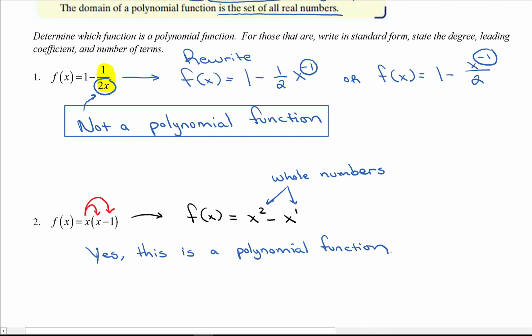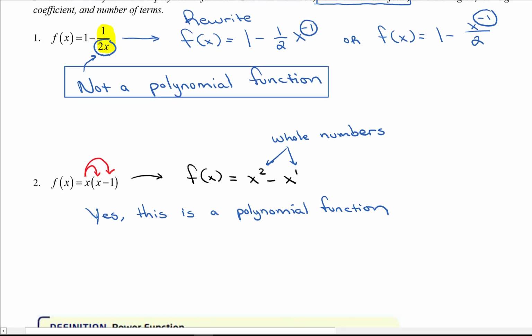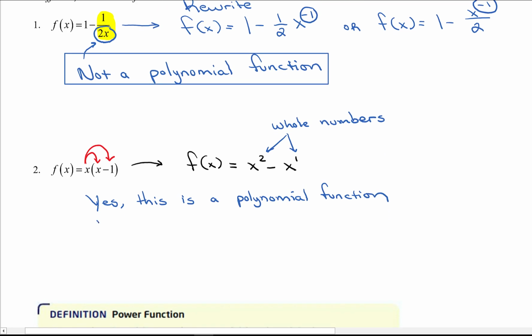Now, we're not done. It says we have to write it in standard form. Well, when I distributed the x, I actually did end up writing it in standard form. So I actually got that part done. So I'm going to just copy it down right here. F of x is equal to x squared minus x. So this would be our standard form.